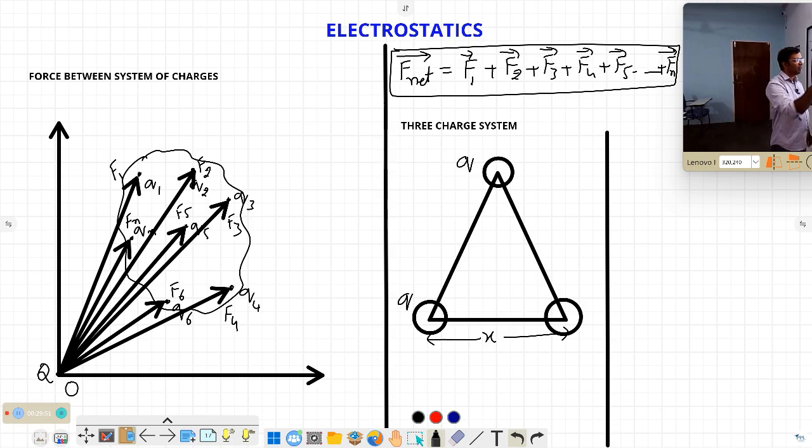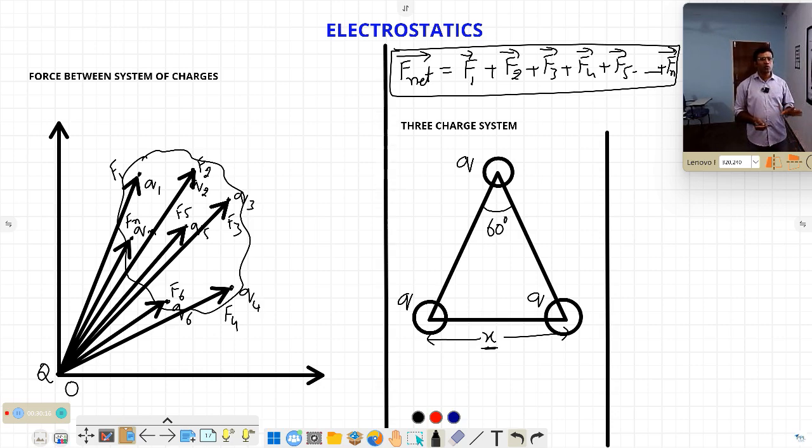That is important here. I have taken an equilateral triangle. You know what an equilateral triangle means: the angle between any two sides is 60 degrees and the lengths are also the same. The length of each side is equal to x. Now I have taken three charges here. All are similar charges, Q, Q, Q, all positive charges, kept at the three corners of the equilateral triangle.